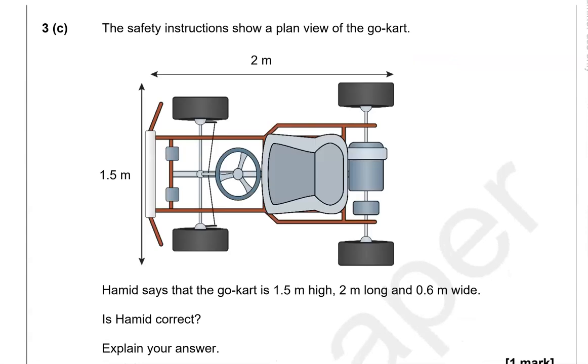The safety instructions show a plan view of the go-kart. Hamid says the go-kart is 1.5 meters high, 2 meters long and 0.6 meters wide. Is Hamid correct? Explain your answer.